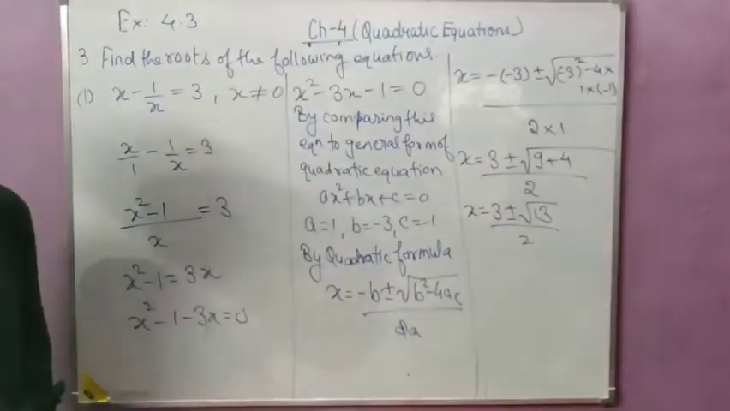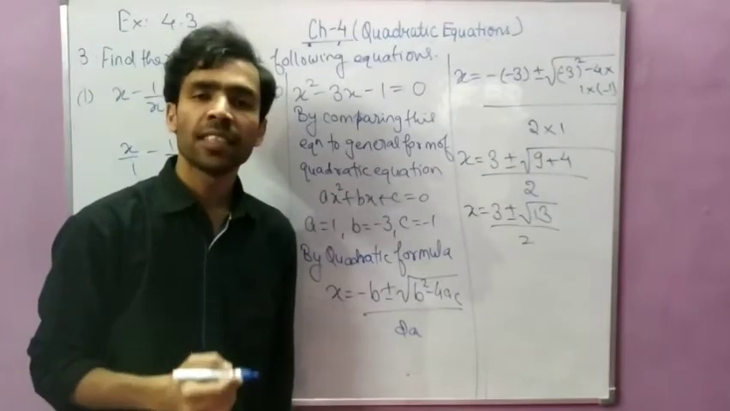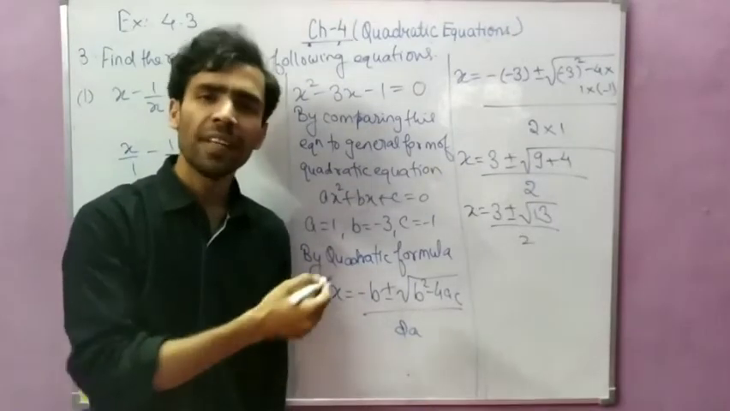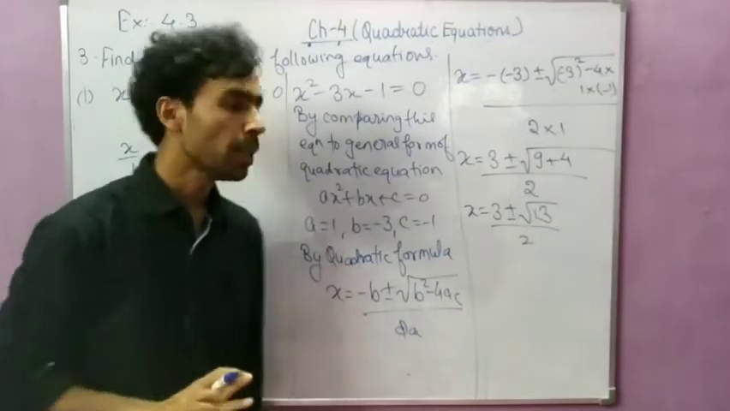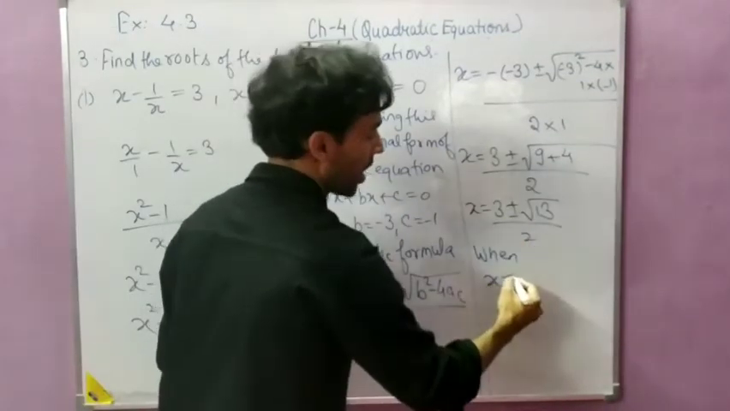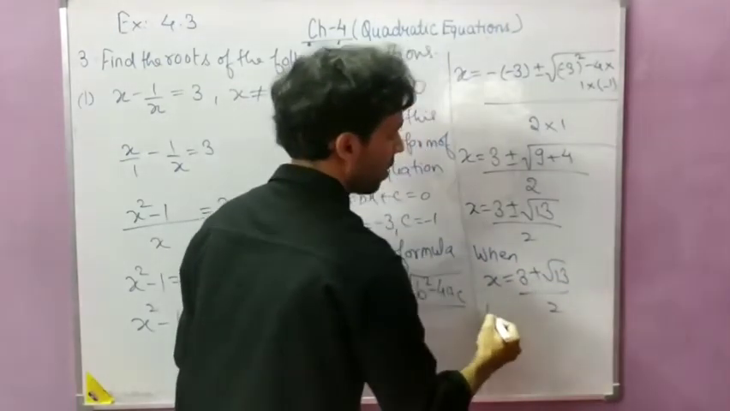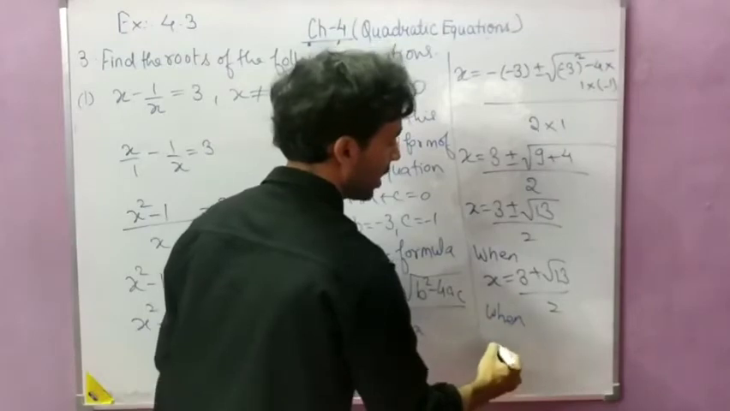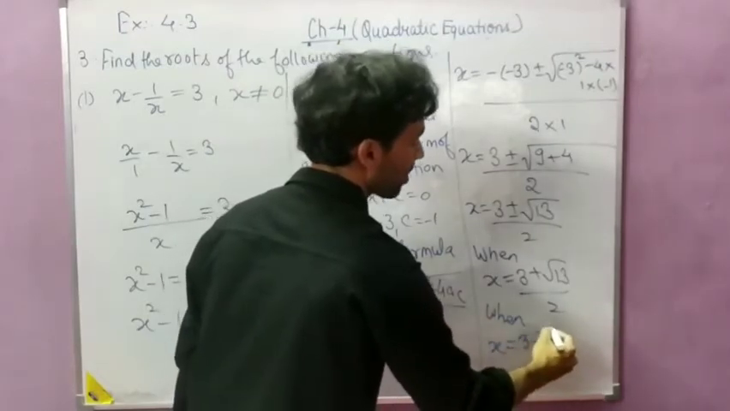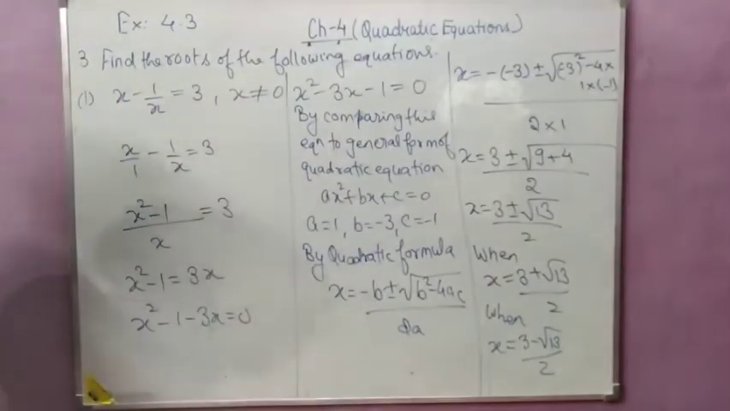Now student, root 13 is not a perfect square, so we will leave it as root only. Okay, so what is the answer? When we take the plus sign, x will be equal to 3 plus under root 13 by 2, and when we take the negative sign, x will be equal to 3 minus under root 13 by 2. So this is your answer. Okay.